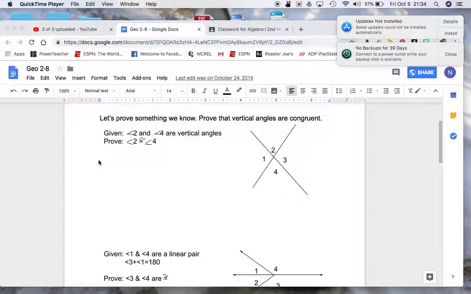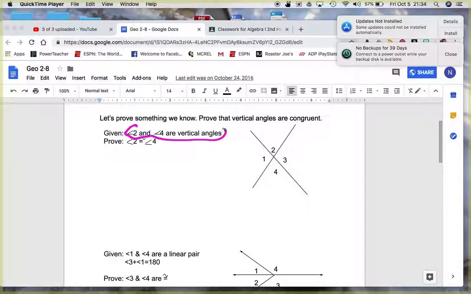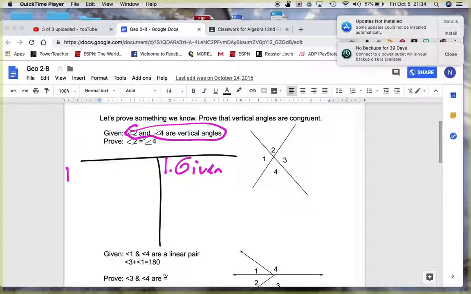So once again, I may not have told you this, but if you're trying to prove something, you can't assume that the statement is true. You have to prove it through other means. So like here, I'm told that angle 2 and angle 4 are vertical angles. So I'm going to start with my T. Your first step is always your given, right? So it'd be angle 2 and angle 4 are vert angles.